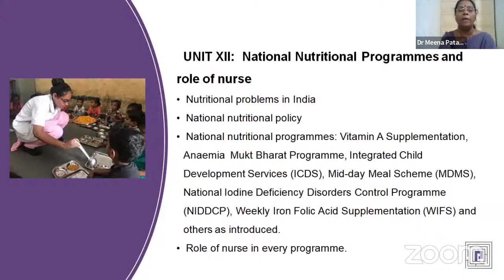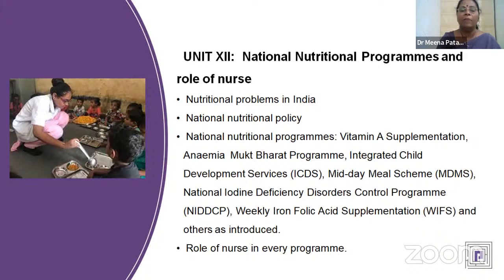Then national nutrition policy, then national nutrition program, that is supplementation, the drops, concentrated vitamin A solution, which is given to children when they visit the centers or in the hospitals. Then Anemia Mukt Bharat program, where the pregnant mothers are given various nutrient supplements which are related to overcoming anemia, that is iron and folic acid capsules.